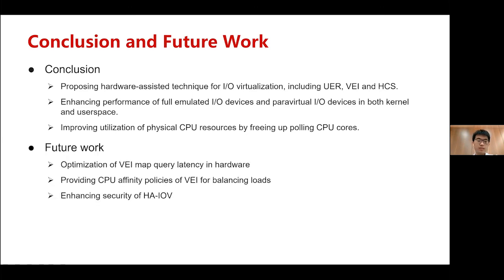There is some future work. The VM map querying hardware method in the current implementation prototype is naive. So the latency of querying VM map information deserves future optimization. Also, since a VI is attached to a physical CPU core, CPU affinity policies for VI should be provided for load balancing. The alteration of privileged registers, such as UEPC and UStatus, may cause some security issues. Much more work on enhancing the security of HA-IOV should be taken into consideration.